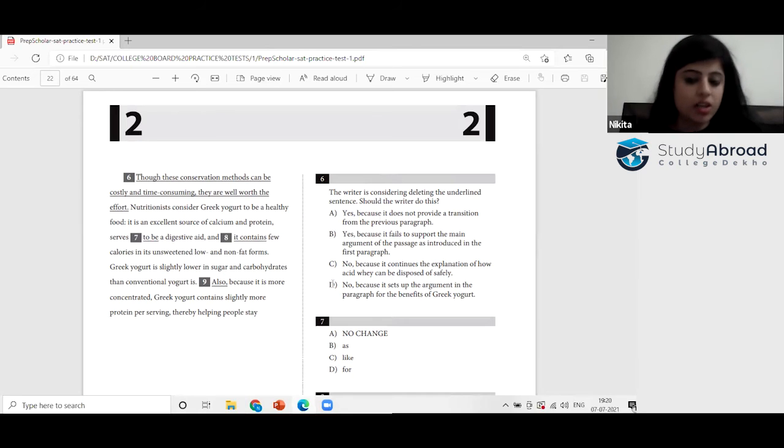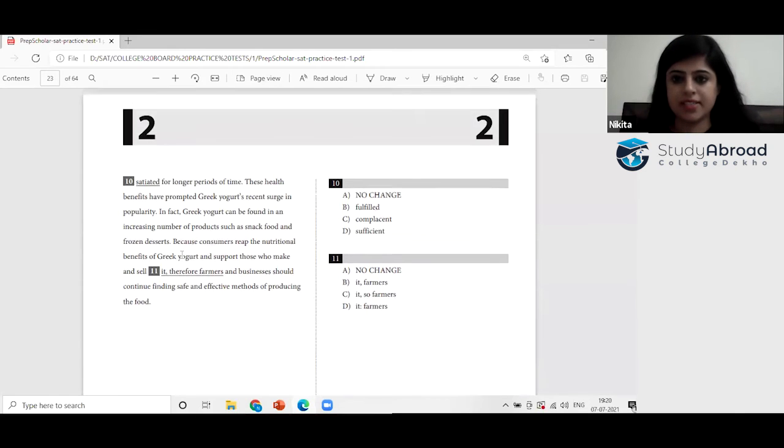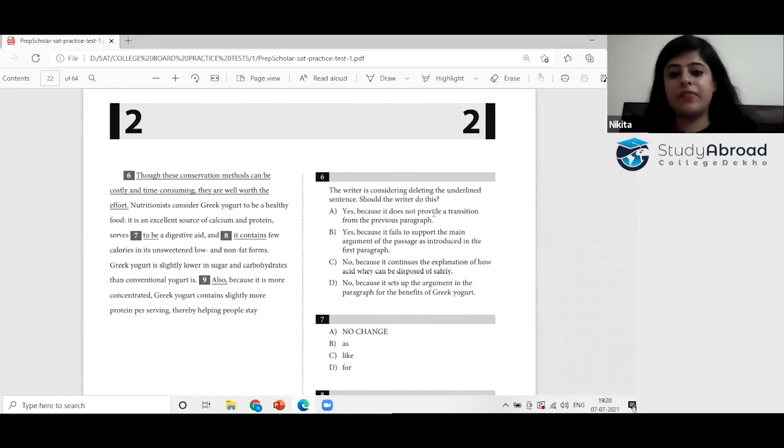So should we delete it? No, we should not delete it because it is actually setting up the argument in the paragraph for the benefits. The first sentence is definitely setting up the argument for the last sentence. Initially, we thought it was not providing the transition, but it is definitely related. So this is not the right reason. We said delete because it is failing to support the main argument, but it was not failing to support the argument.